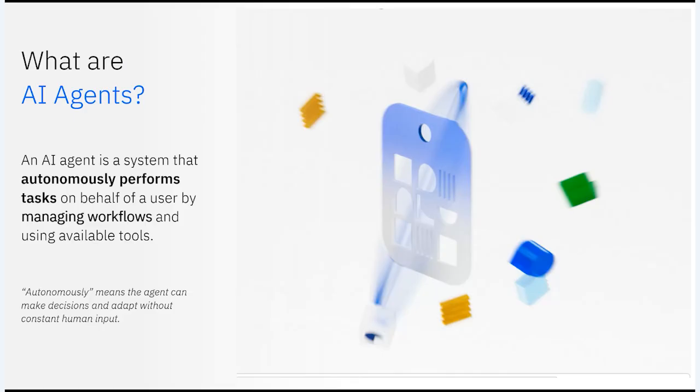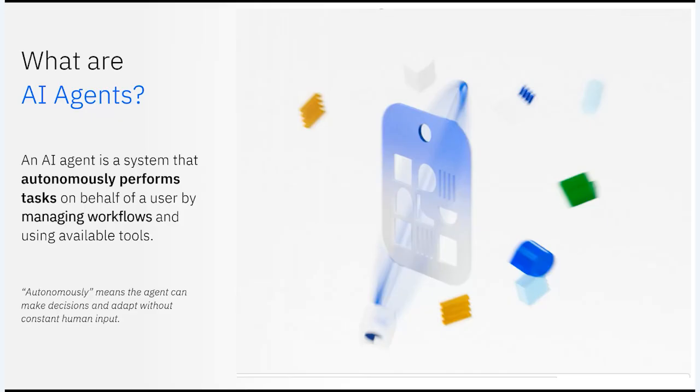Let's define an AI agent. An AI agent is an autonomous software system that perceives its environment, reasons, plans, and acts to achieve specific goals, often using large language models and other AI to handle complex, multi-step tasks with minimal human intervention, acting like intelligent digital assistants for things like data analysis, coding, or customer service.